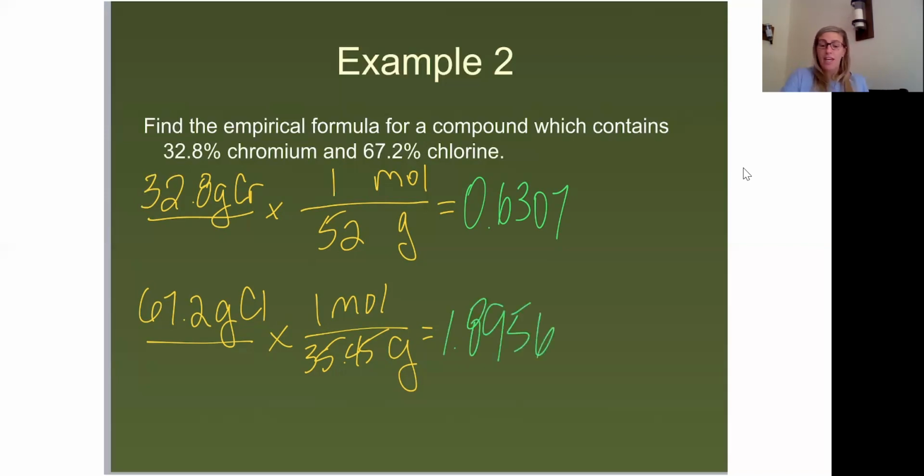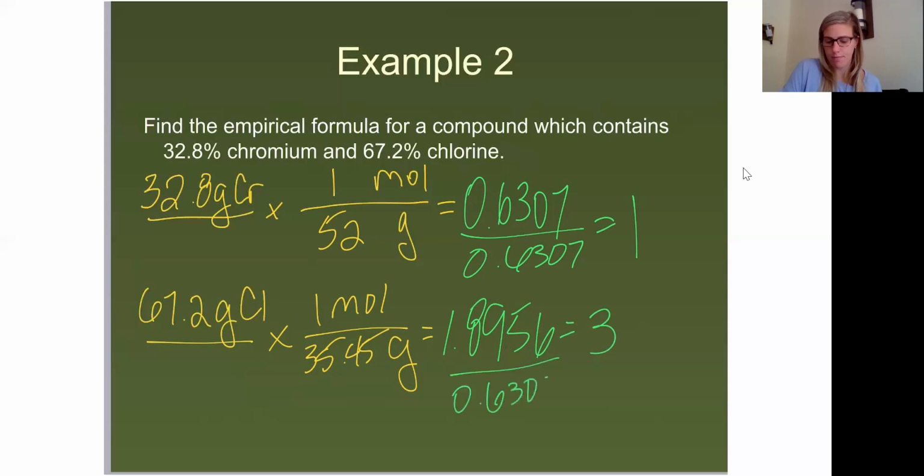Now we need to divide by the smallest. In this case, 0.6307 is the smallest and comes out to 1. Then our 1.8956 is divided by 0.6307, which comes out to 3. So I have a 1 to 3 ratio. Cr to Cl is 1 to 3. When I write out my formula, this is going to be CrCl3 as our final answer.